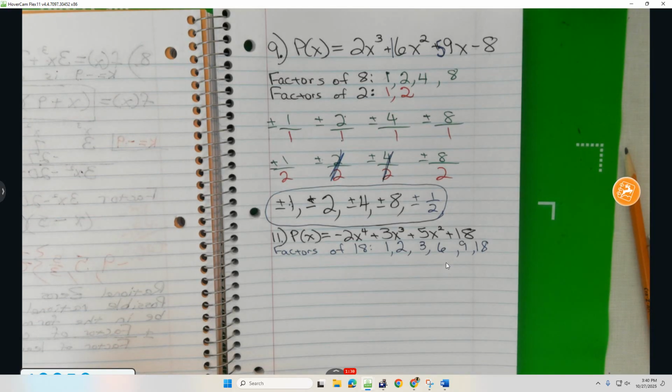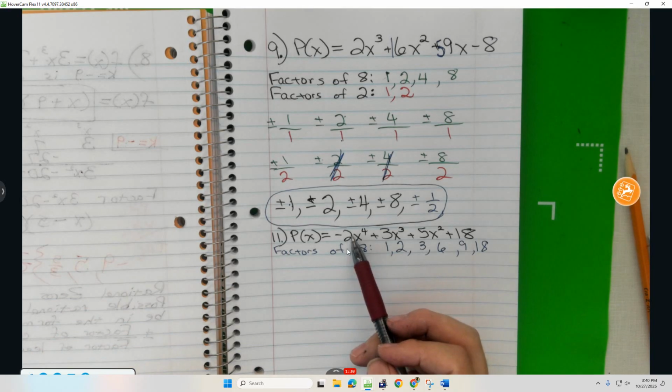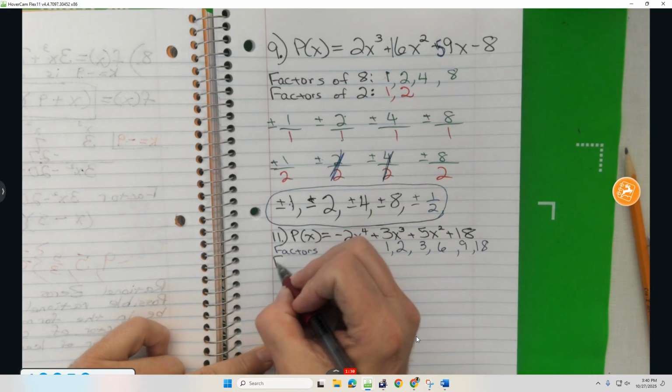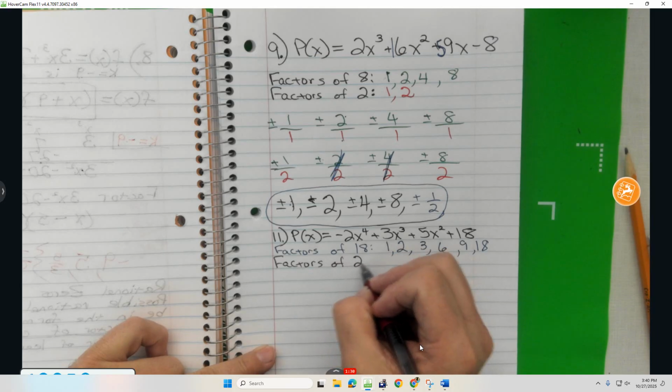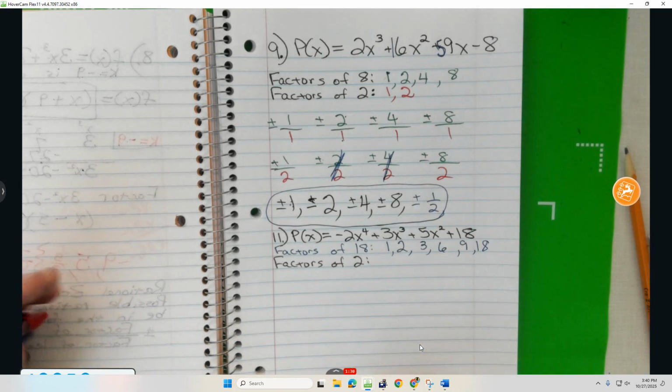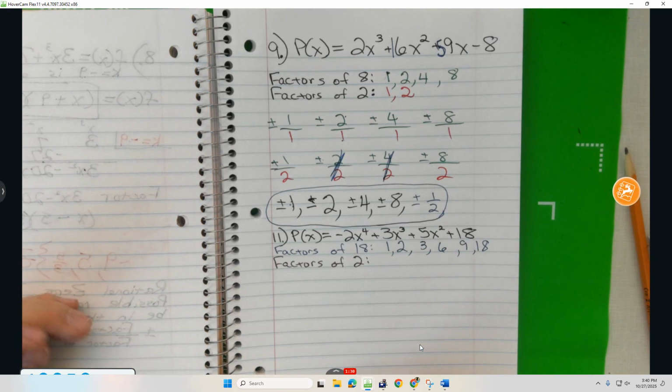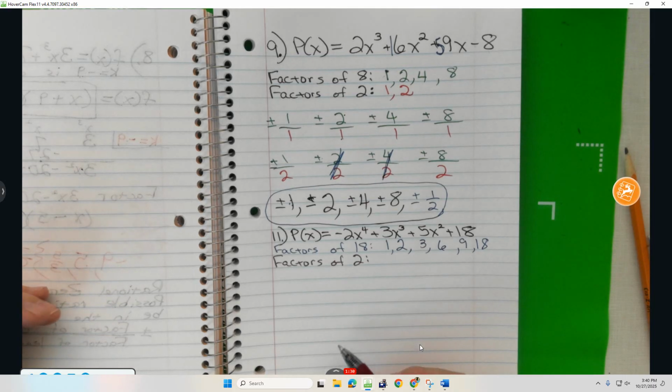Now we need the factors of what? The first thing we do are the factors of the constant term. Then we do the factors of the leading coefficient 2. And once again, you don't have to worry about that negative sign there. Just use the positive number. And there are only 2 factors for 2. What are they? 1 and 2.